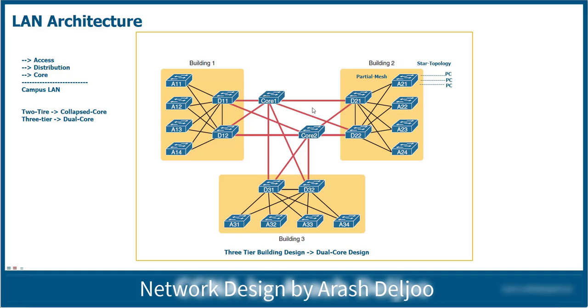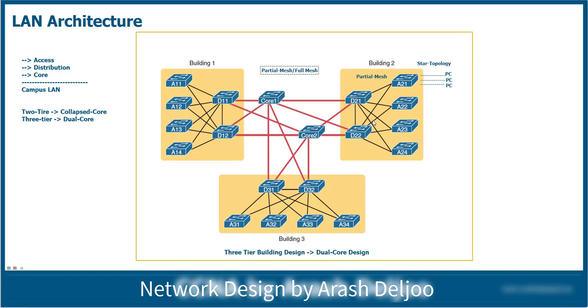But in the core layer, in some cases we are using the partial mesh, and in some cases we are using the full mesh. This is related to the cost and to the requirements. For example, in the layer between the access and distribution switches, if you use the full mesh, it is not suitable for the network, and maybe you need to spend more money. Why? Because we don't want to send traffic from the PC to A21 and then to A22. Because of that, it is not recommended to connect A21 to A22.